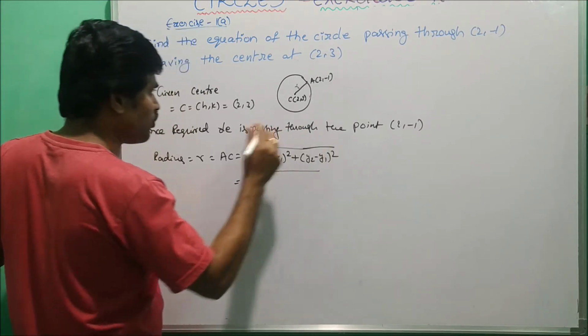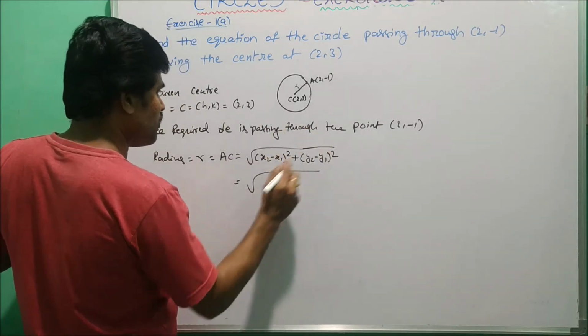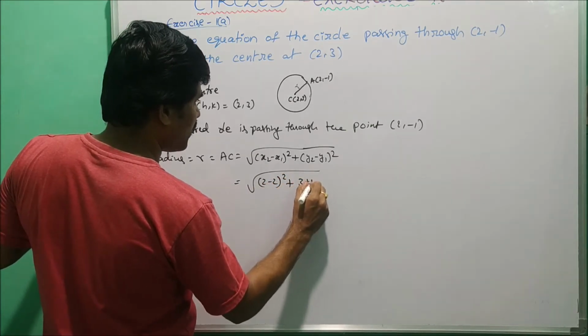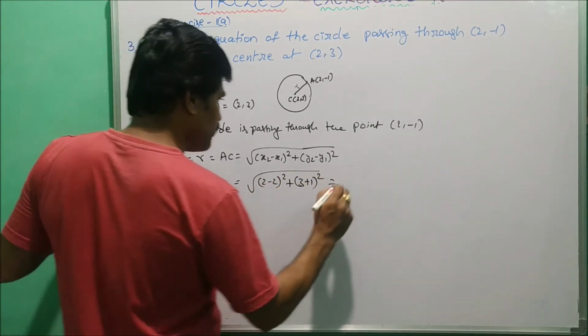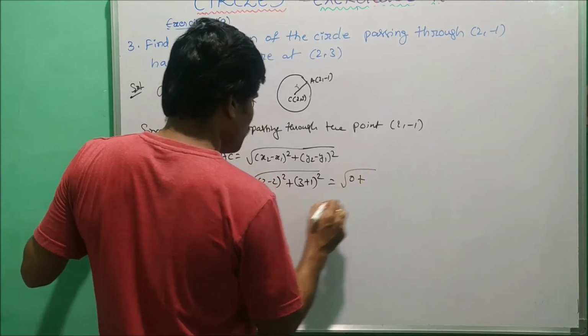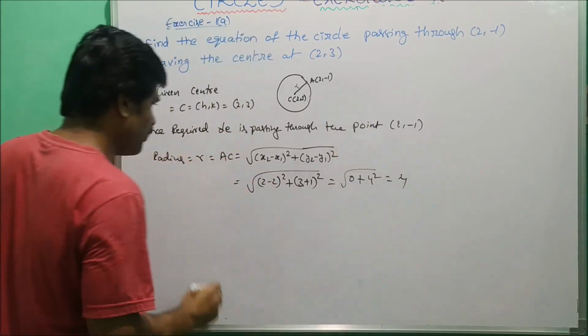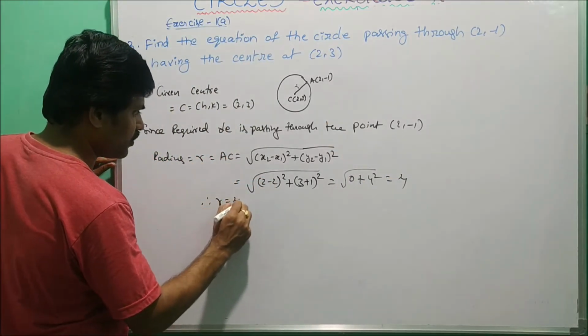Here substitute these 2 points in this one. (2 minus 2) whole square plus (3 plus 1) whole square, that equals, in this, 2 minus 2 is 0, plus 4 square, so that equals 4. Therefore radius equals 4.